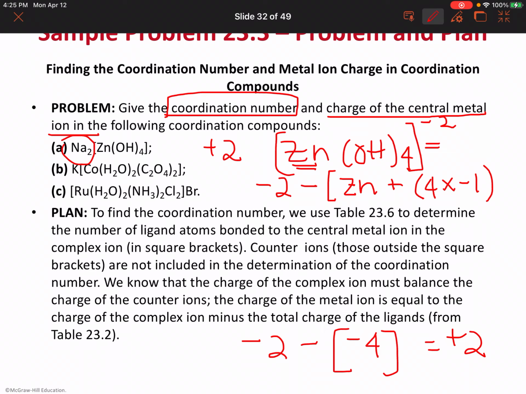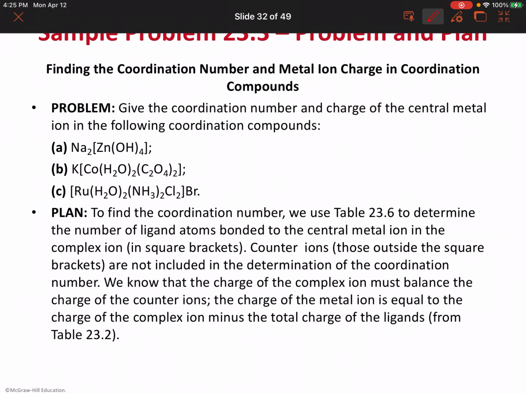The next one, you have potassium and you have cobalt. So first we have to identify which one is the simple and the complex ion. So simple cation, and you have a complex anion, right? So the potassium is +1, therefore the complex anion is -1, right? This whole thing is -1, and potassium is +1.